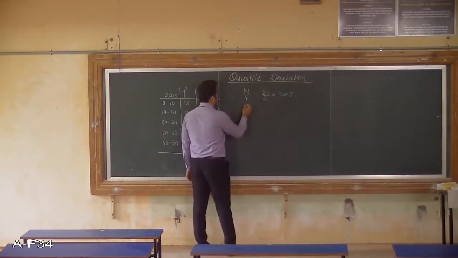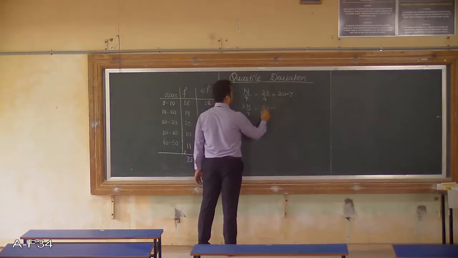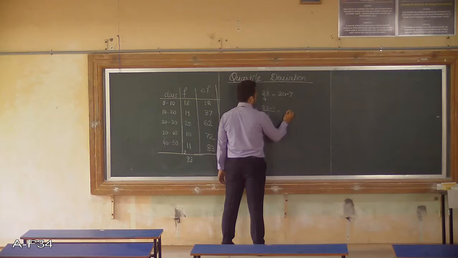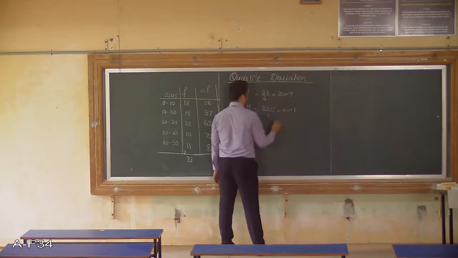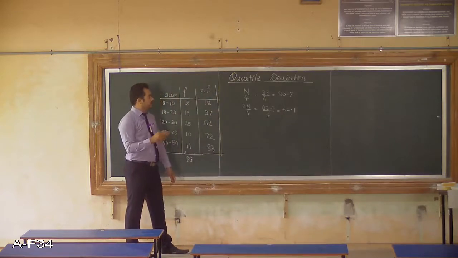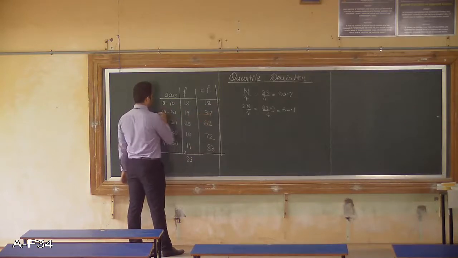And 3n by 4 gives you 83 into 3 by 4, which is 62.1. So we look for the frequencies which are just greater than 20.7. So 20.7, just greater than, is this way.